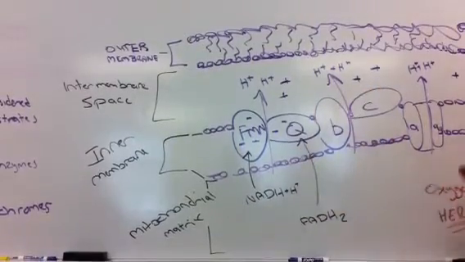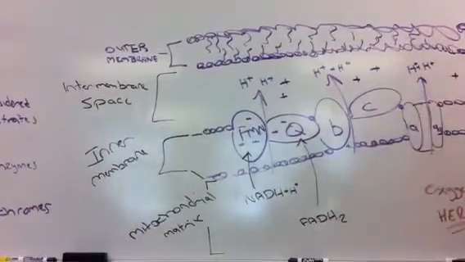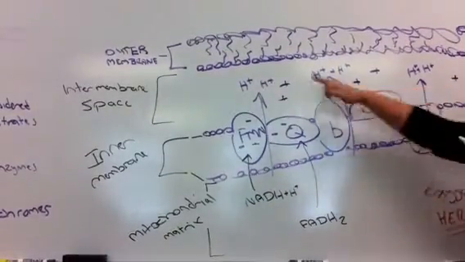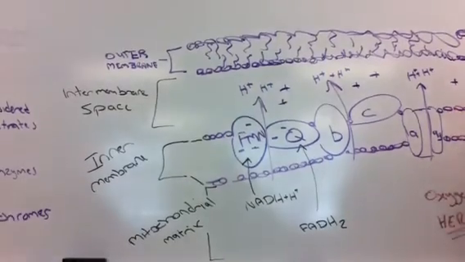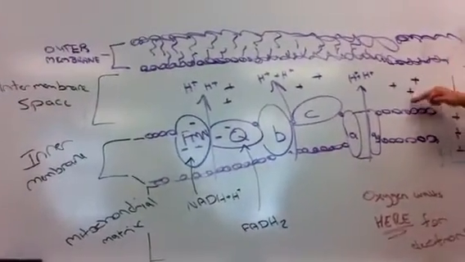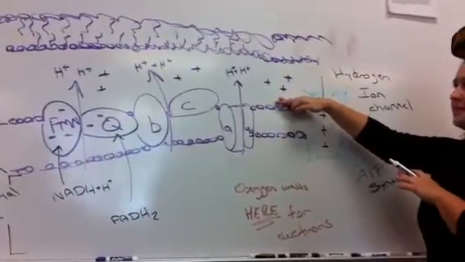Now we establish something called a proton gradient. So you're going to have a ton of protons by the time all is said and done. You're going to have a ton of positive charge up here. Because now it's just sitting there as potential energy. It's not doing anything yet.